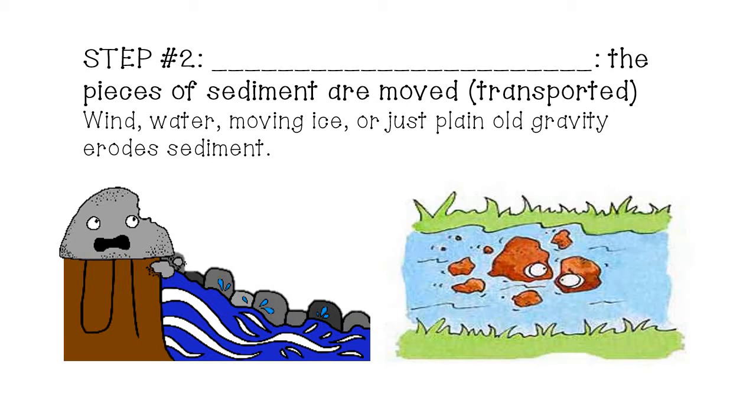Now, once we have pieces of sediment, the sediment is going to have to move to a new place so that it can form a sedimentary rock. The moving of those pieces of sediment is called erosion, E-R-O-S-I-O-N. So erosion means the pieces of sediment are moved, they're transported, they're going to move to a new location. So all those little tiny pieces of broken off rock move to a new location.